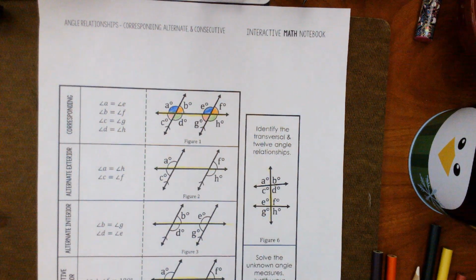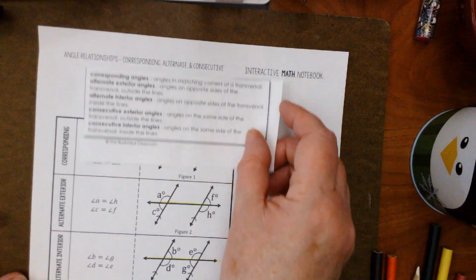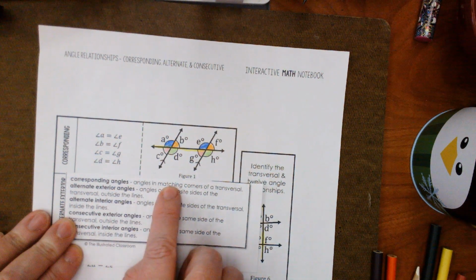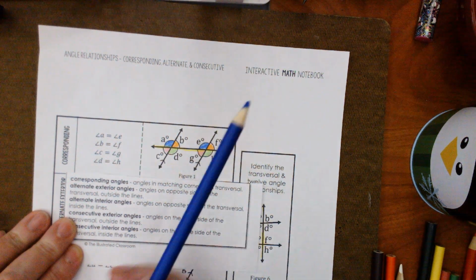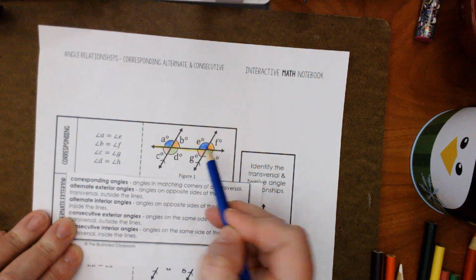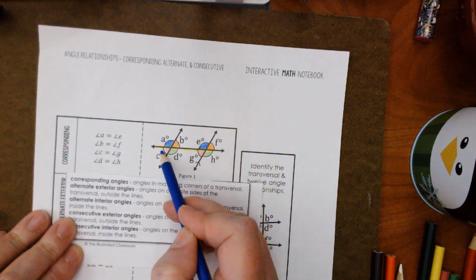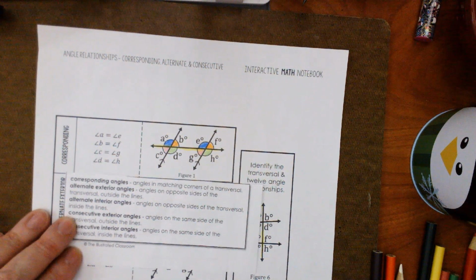Okay? And the definition for that one, and I'm going to put this up here, right here: corresponding angles are angles in matching corners of the transversal. So this is the transversal, and these are the matching angles. Like you can see, this one, this one, this one. Those are the corresponding angles, okay?